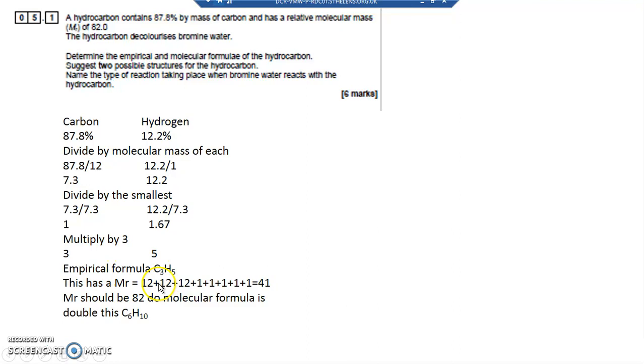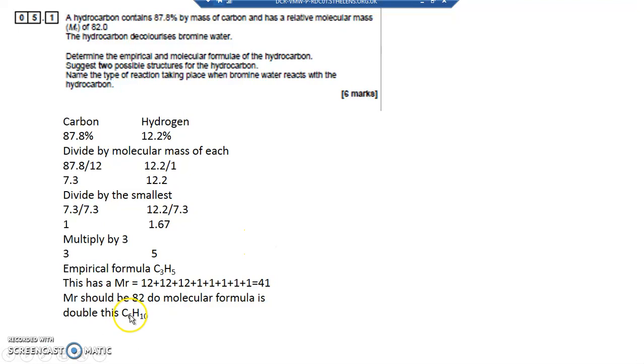However, if we add up the Mr of each of these, a carbon's mass is 12, 3 12s and 5 1s for the hydrogens, it comes out as 41, and the Mr is 82. It's double that. So this empirical formula needs doubling to be its true molecular formula, which is therefore C6H10.